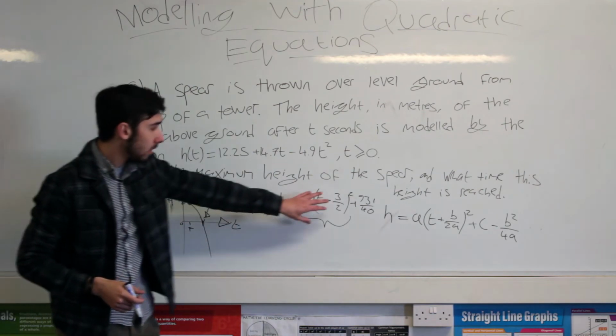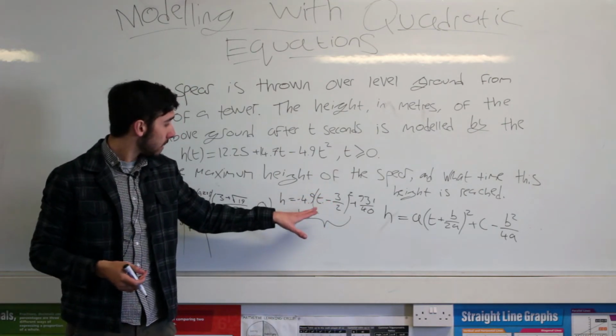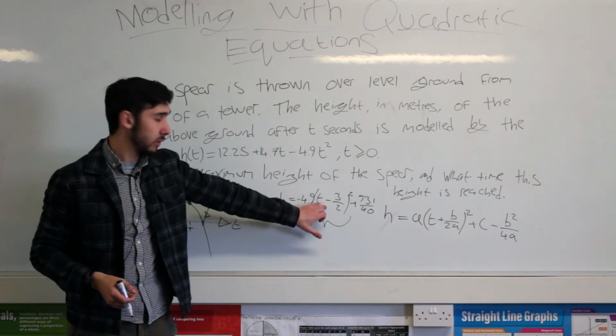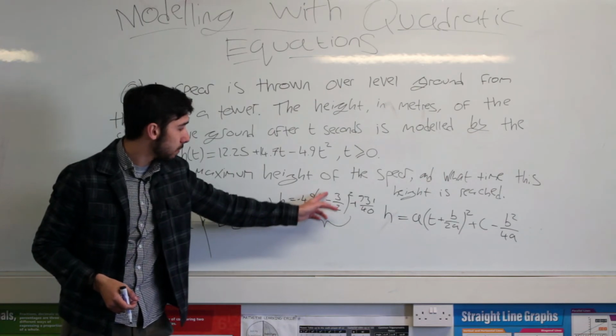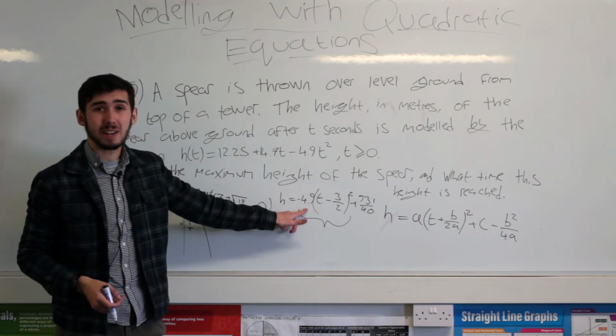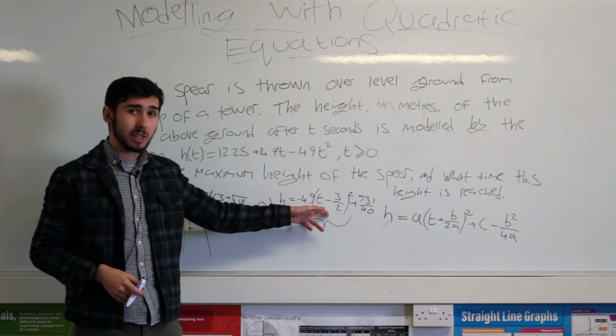We want this whole thing to be as small as possible, 0 in fact, because otherwise, if this gets bigger, h gets smaller. We don't want it. The reason why if this gets bigger, h gets smaller, is because this gets big, becomes positive because it's being squared, and then it's times by a negative number, so it will always be negative. We don't want that. So we want to minimize this. We want to make it 0.